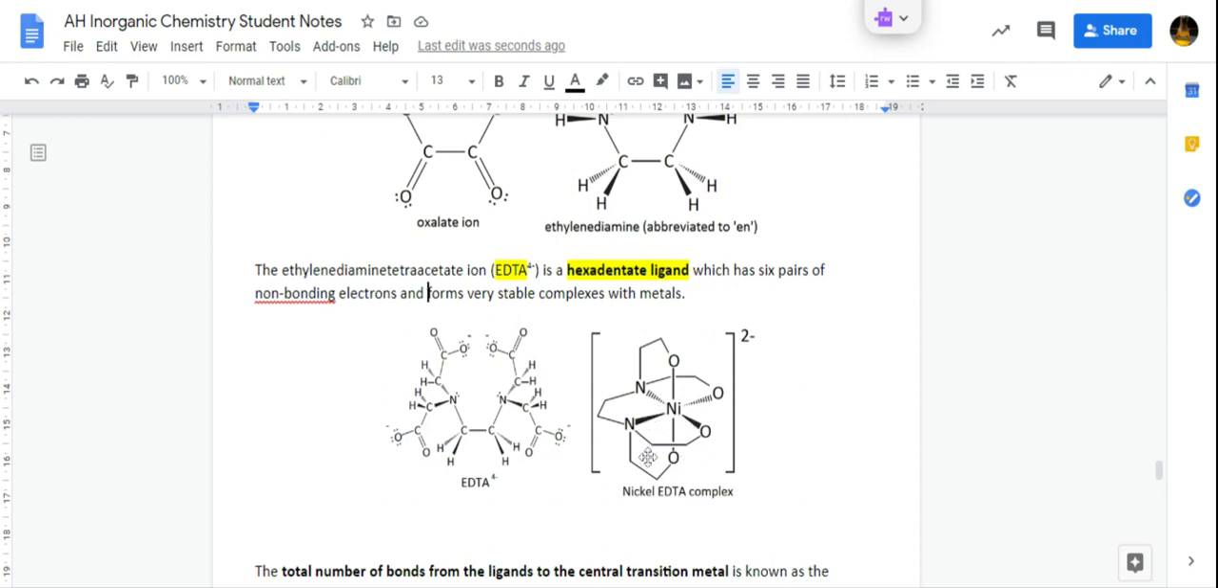And in fact, this is a diagram that represents what a nickel EDTA complex is. There's the nickel, the metal ion at the center, and here are the 4 oxygen atoms from the EDTA molecule, EDTA ion, sorry, and the dative covalent bonds to the nitrogen as well. So this is 1 molecule of EDTA bonding with 1 ion of nickel.